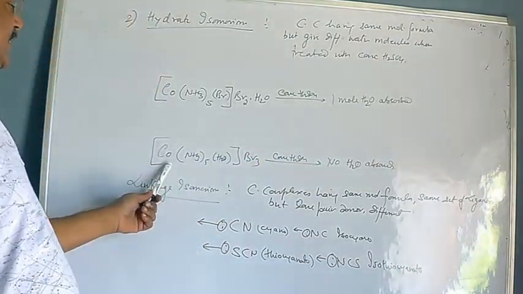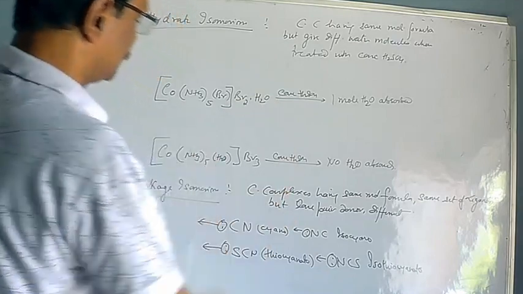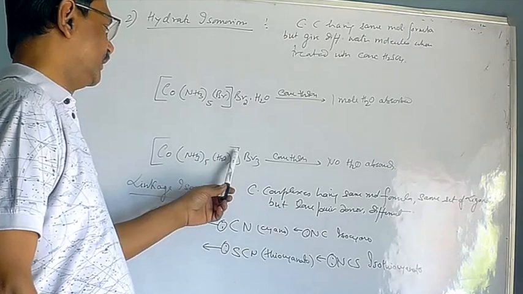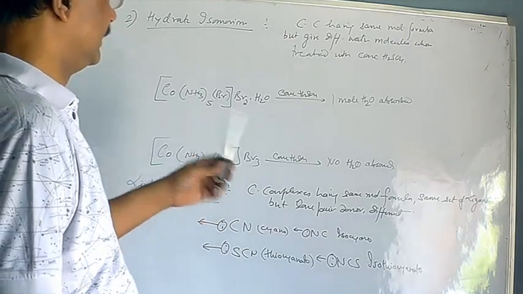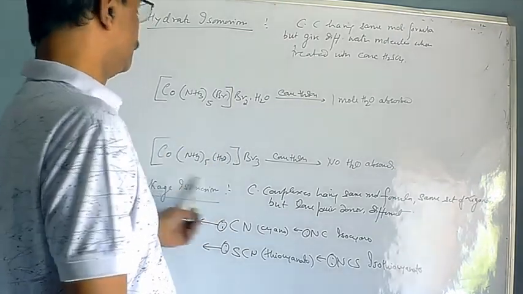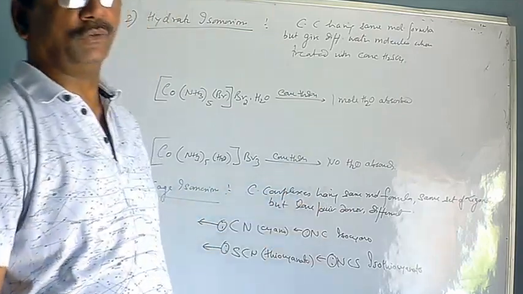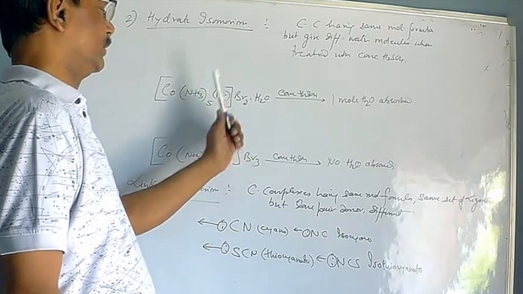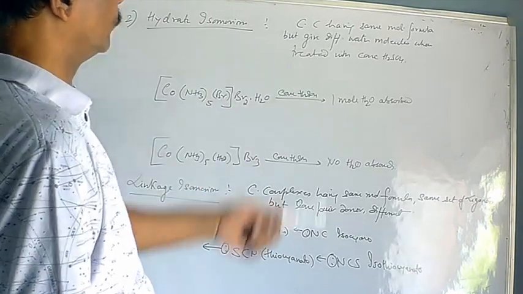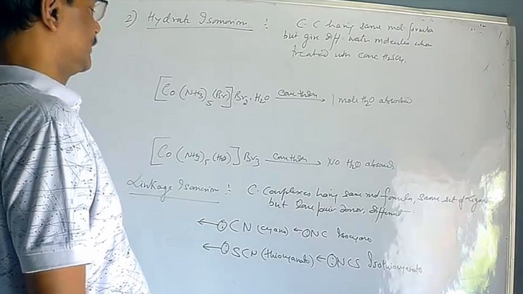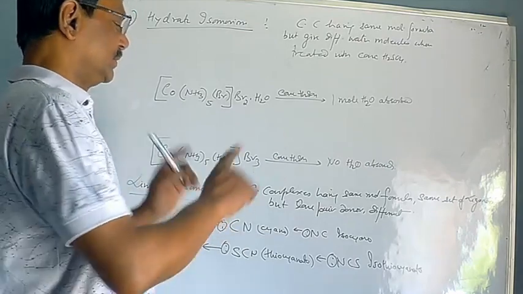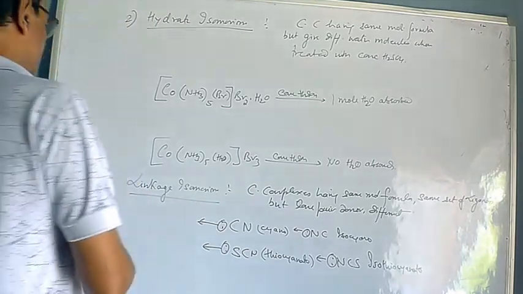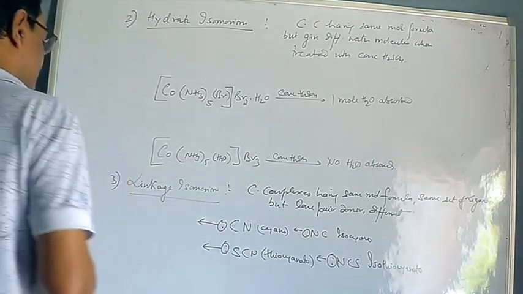But class, in the second case, water is present inside the coordination sphere, and you know very well that the coordination sphere is highly intact. It will never dissociate, therefore water will never come out, and hence when this molecule is treated with conc. sulfuric acid, no moles of water are absorbed. So class, in the first case, since the water molecule was outside the square bracket, 1 mole of water was absorbed when treated with conc. sulfuric acid. But in the second case, since water was inside the coordination sphere, no water was absorbed. Then class, we move to the third isomerism, that is called linkage isomerism.